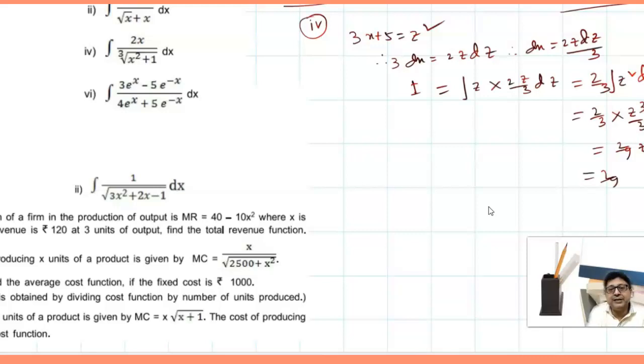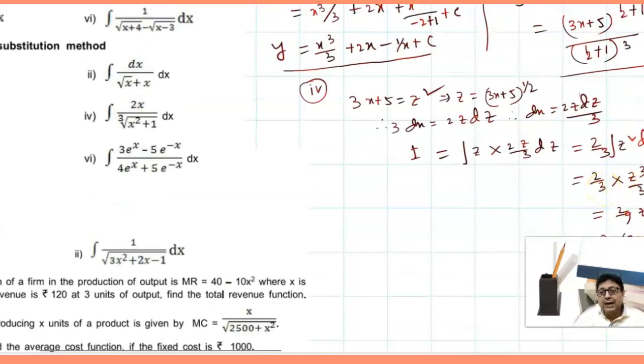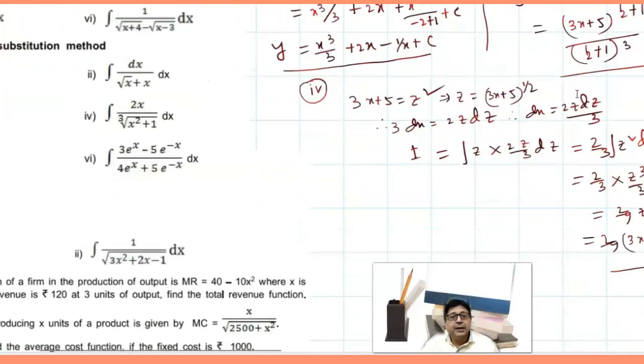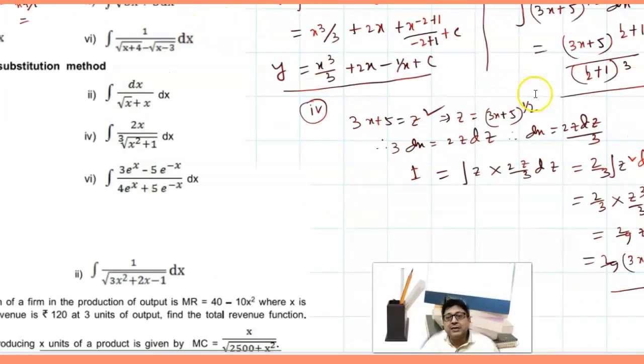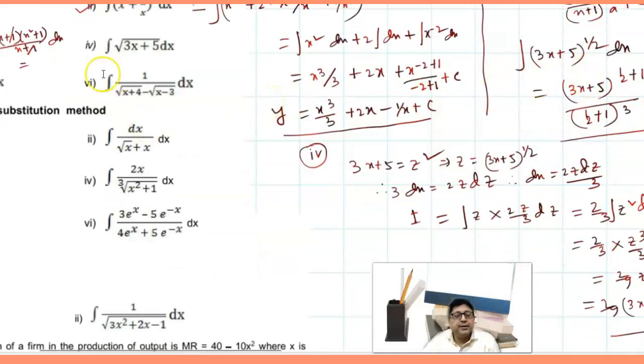How to get it? You get z from here. This implies z is equal to (3x + 5) to the power half. So this plus c is the answer. So it can be done by substitution, and by using the formula also. Number 6, you will rationalize, and I will suggest you use this formula, (ax + b) to the power n + 1 by (n + 1) into a. It can be done using the formula also.